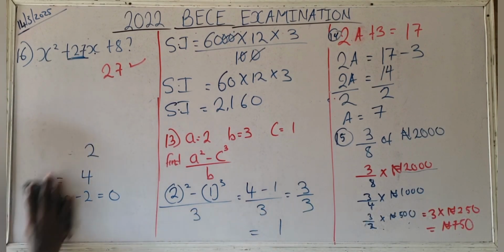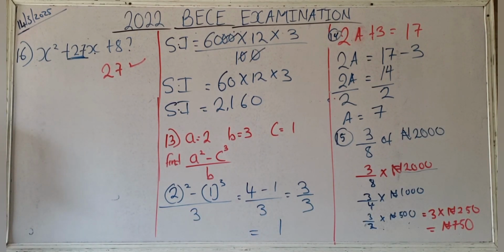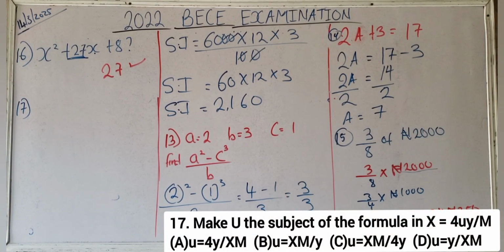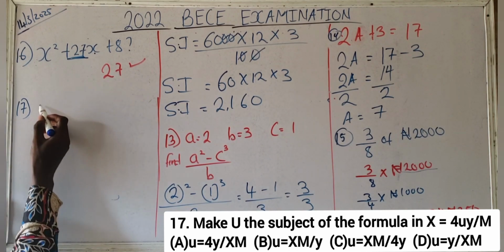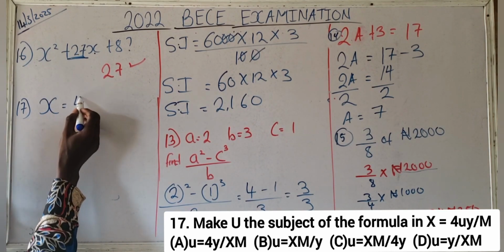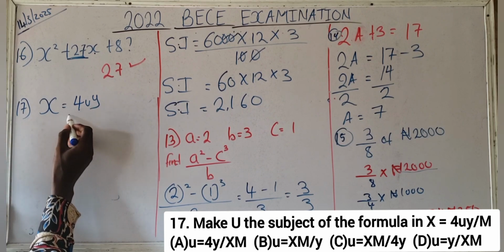For question 17, we're going to have: make u the subject of the formula in x equals 4uy all over m. Make u the subject of the formula in x equals 4uy all over m. Now pay attention. Question 17: make u the subject of the relation in x equals 4uy all over m.